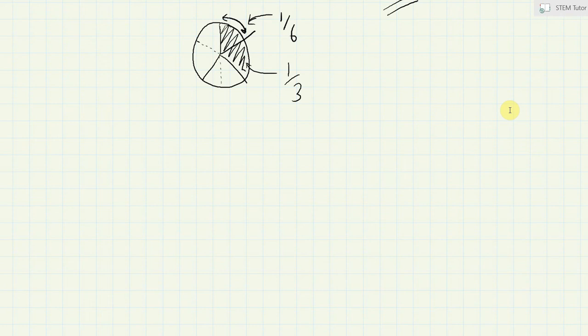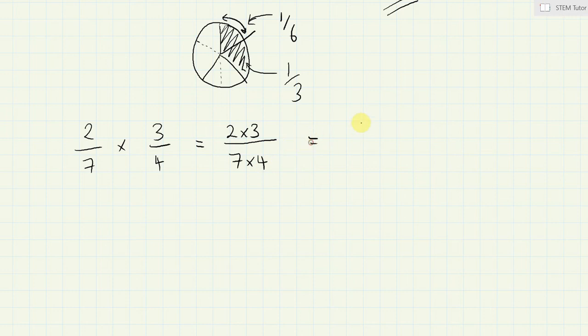So let's just go over another few examples. If we had 2 over 7 multiplied by 3 over 4. You multiply along the top, so 2 multiplied by 3 goes at the top. You multiply along the bottom, so 7 multiplied by 4 goes on the bottom, and that gives us 6 over 28, because 4 times 7 is 28.